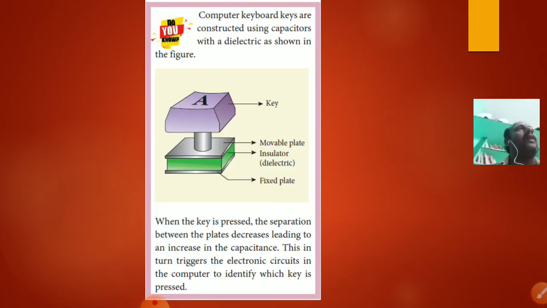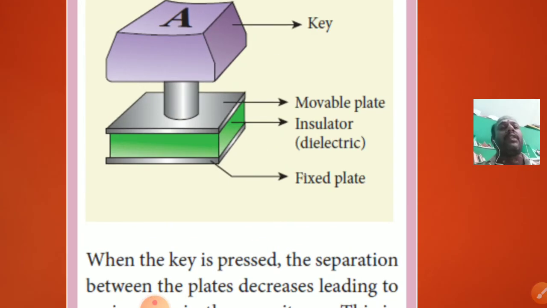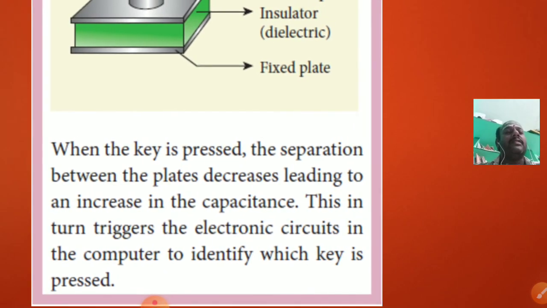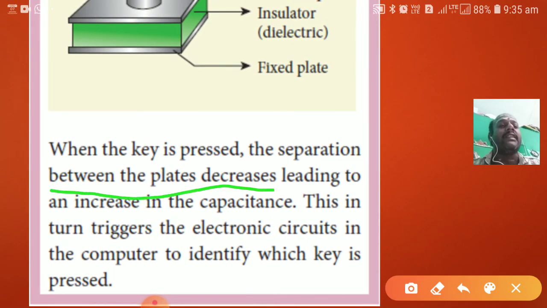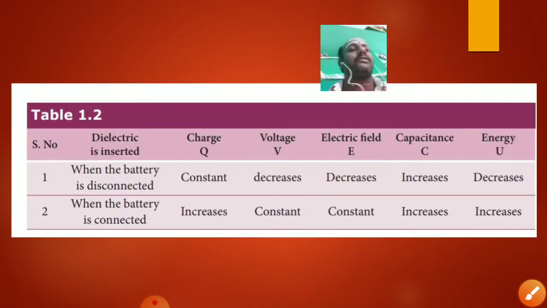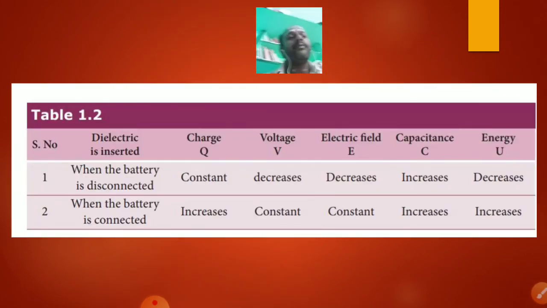Actually, this is the principle we use in the computer keyboard. When you press a key, the separation between the plates decreases, leading to an increase in capacitance. This triggers electronic circuits to identify which key has been pressed. So we can come to know what will happen when the dielectric is inserted. When the battery is disconnected, the charge is kept constant, the voltage decreases, the energy decreases, and the electric field decreases. Only the capacitance increases.